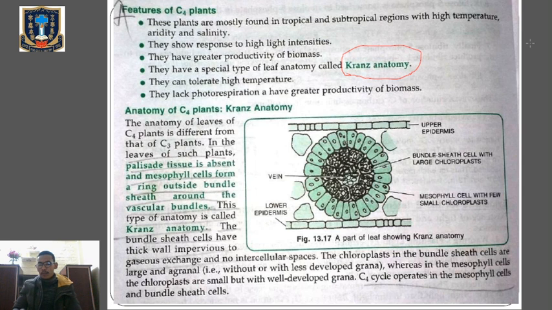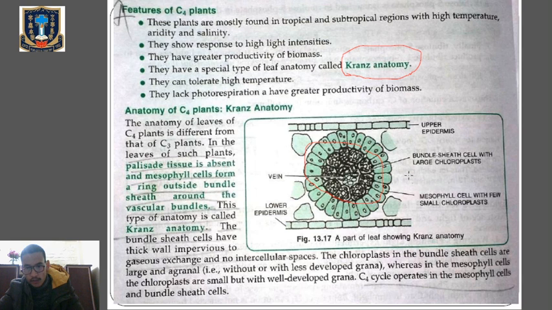If you remember, we have learned in the anatomy of the leaf that the mesophyll tissue is divided into palisade and spongy mesophyll cells. So here in Kranz anatomy the palisade tissue is absent. In the absence of palisade tissue, the mesophyll cells form a ring outside the bundle sheath. Can you see over here this ring? This particular ring is formed by the mesophyll cells. So mesophyll cells form a ring outside the bundle sheath around the vascular bundle.